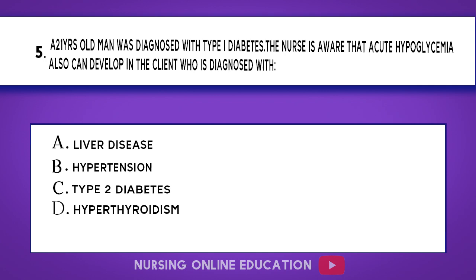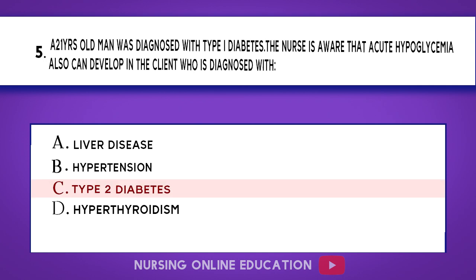5. A 21-year-old man was diagnosed with type 1 diabetes. The nurse is aware that acute hypoglycemia also can develop in the client who is diagnosed with A. liver disease, B. Hypertension, C. Type 2 diabetes, D. Hyperthyroidism. The answer is option C.